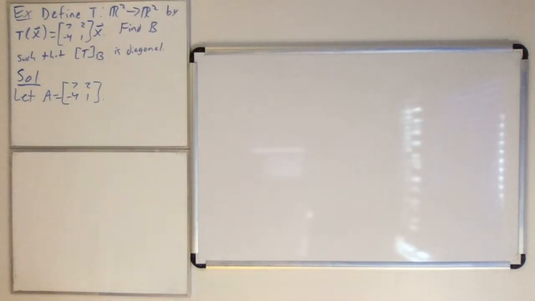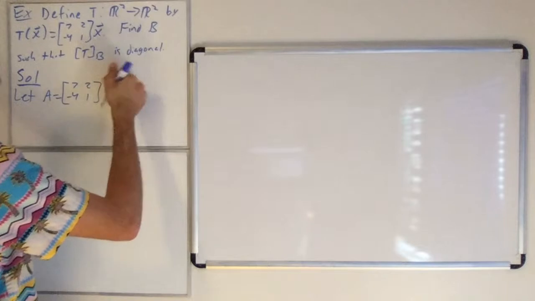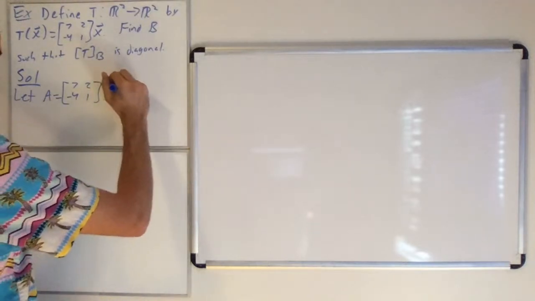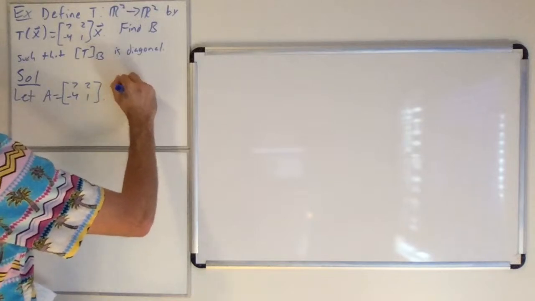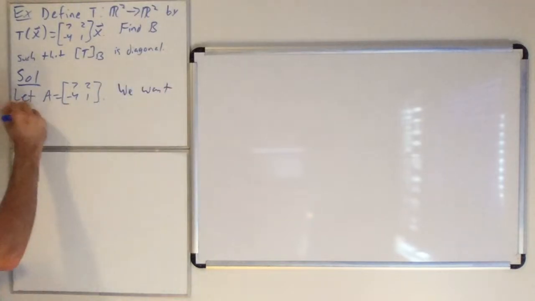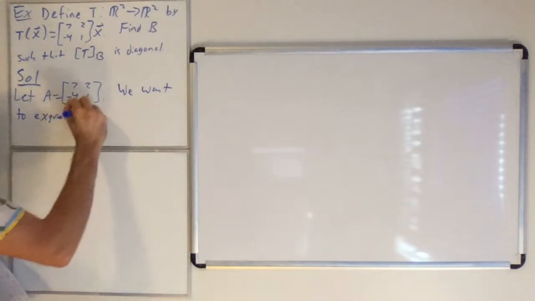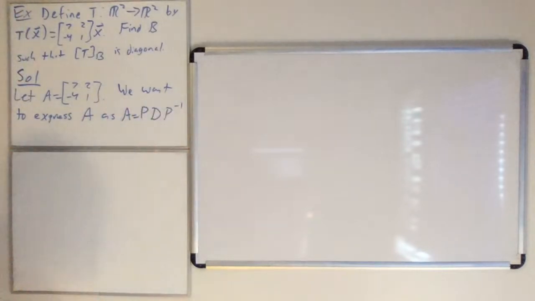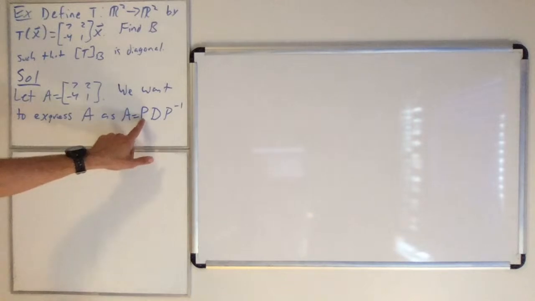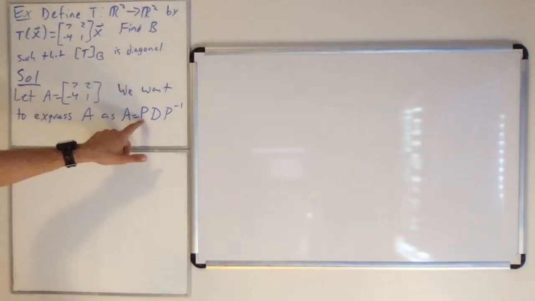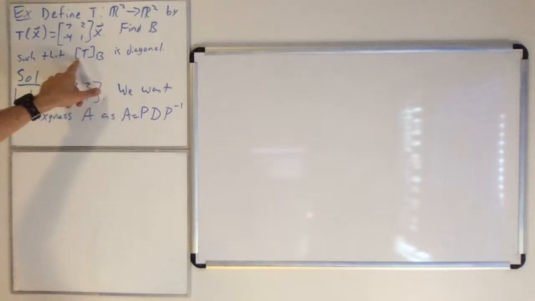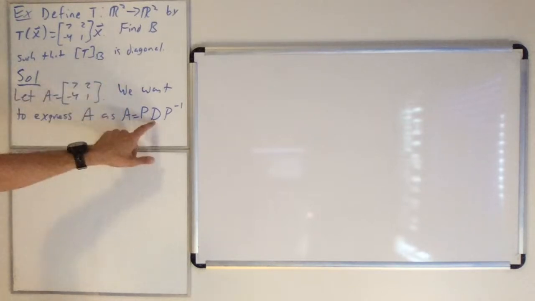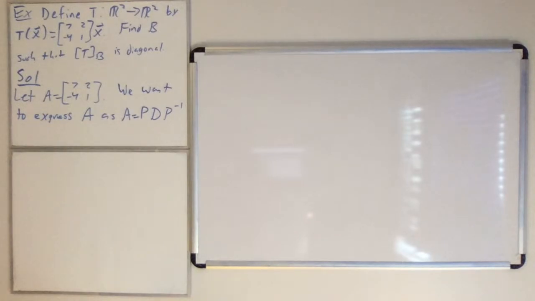Looks like a lot of people joined in the simultaneous sip today. That's great. So we'll let A be this matrix. We want to write A as P D P inverse. Right, because the theorem says that if we take B to be the columns of P, then the B matrix for T is this diagonal matrix. Okay, so that's what the theorem says that we stated at the end of class yesterday.